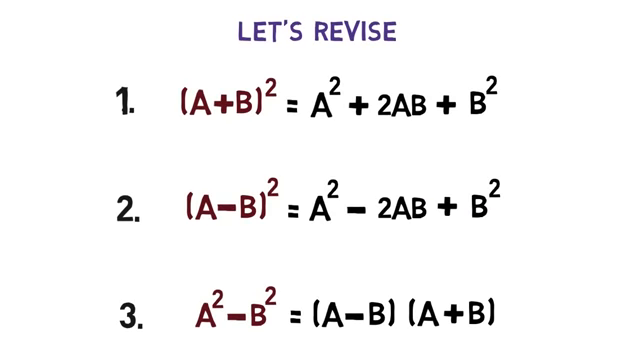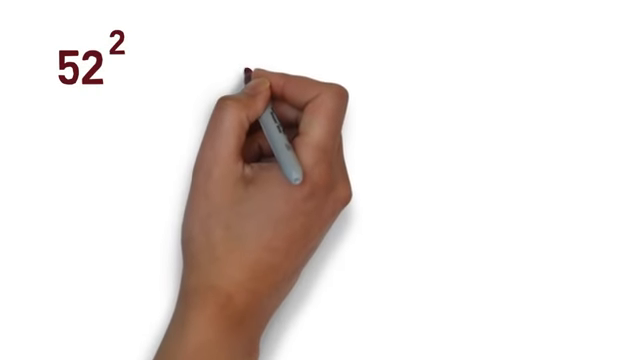The first one is A plus B whole square, which is equal to A square plus 2AB plus B square. The second is A minus B whole square, which is equal to A square minus 2AB plus B square. And the third one is A square minus B square, which is equal to A minus B into A plus B. Now we know all these three formulas, but do we know what is the significance of this and how to utilize this in our practical life?